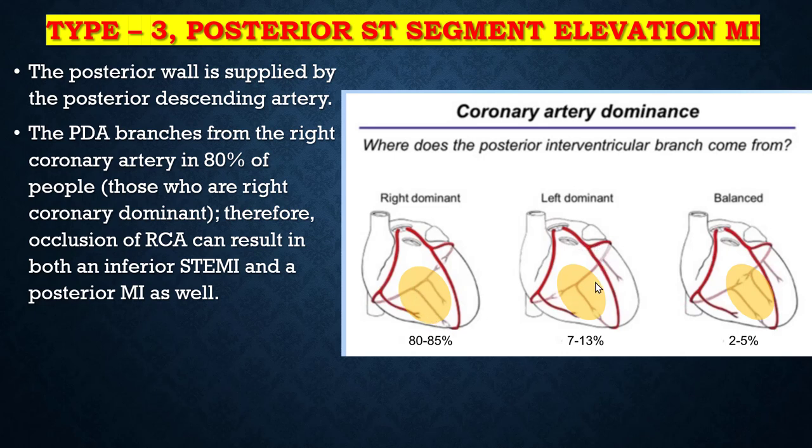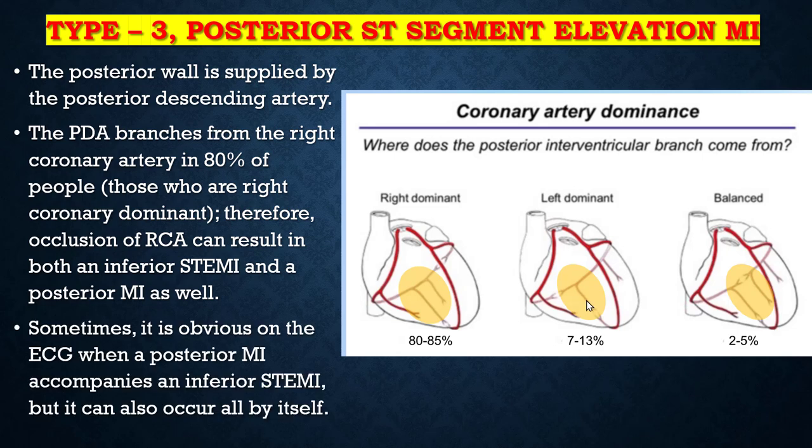If the supply is from the right coronary artery, sometimes it is obvious on the ECG when a posterior MI accompanies an inferior STEMI, but it can also occur all by itself. So there are three conditions.